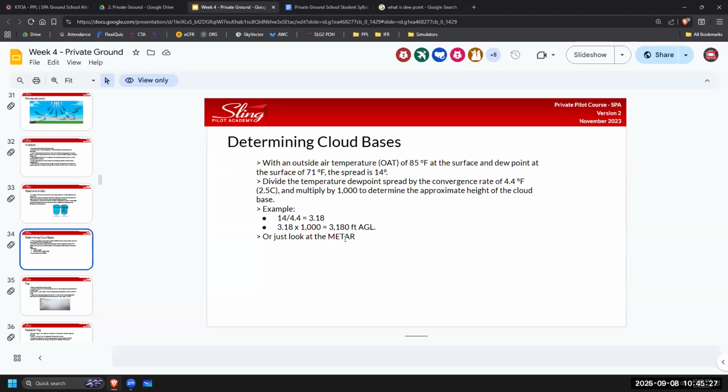Same with the METAR. The METAR gives you the ceiling, which is the lowest layer of clouds. And that ceiling is given to you in AGL, not MSL. So if it's given to you in AGL and you want to figure out where it is in MSL when you're flying, what do you do? At the airport. Yes, add the airport elevation. That's how you get MSL.